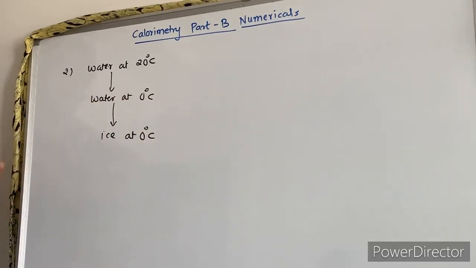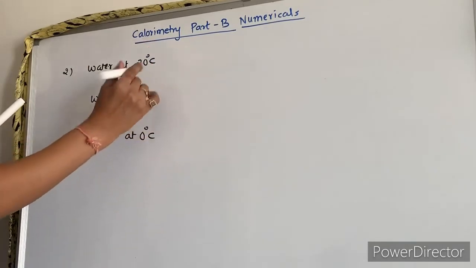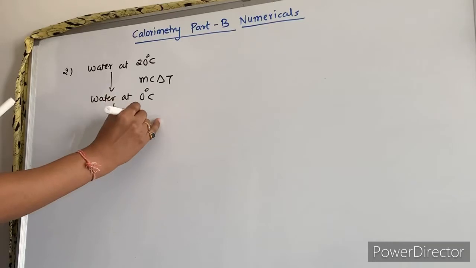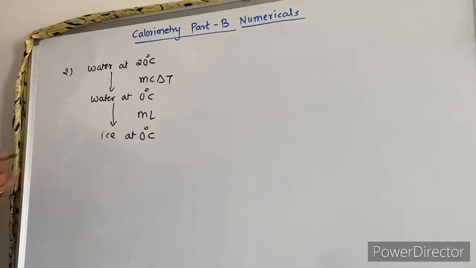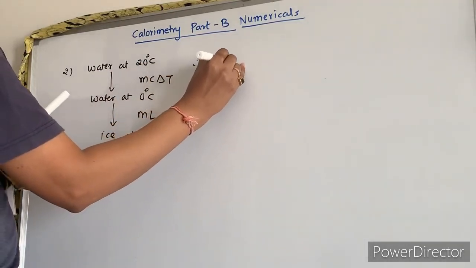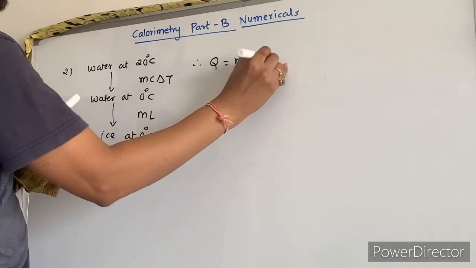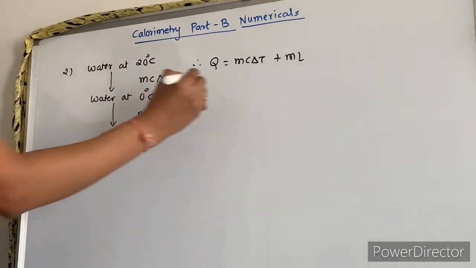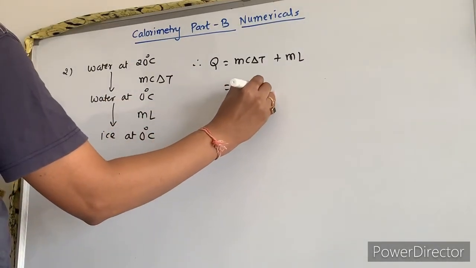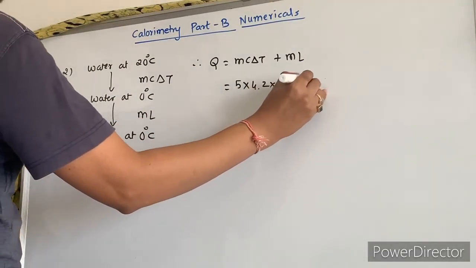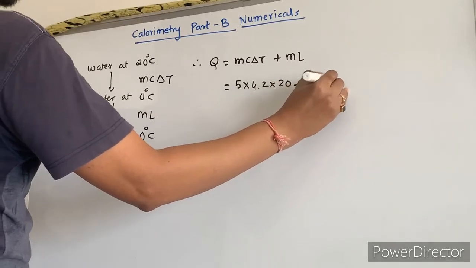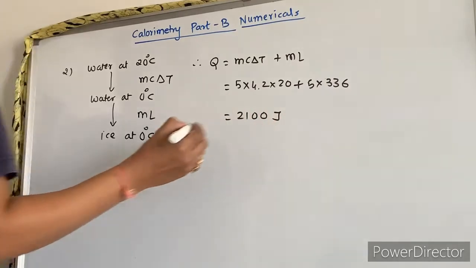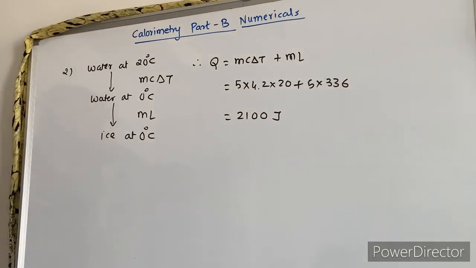Right? So over here this is a liquid, this is Mc delta T. Over here temperature is same, state is different, that is equal to Ml. So I can write here total heat Q is equal to Mc delta T plus Ml. What is M value given? 5. C is 4.2, delta T will be 20, plus 5 into 336. If you solve this, it comes out to be 2100 joule. Right? That is about the second numerical.